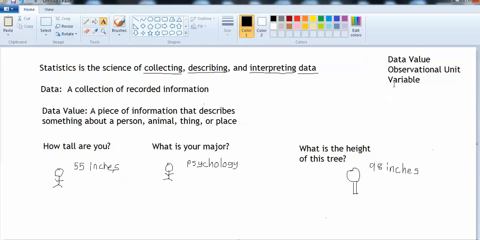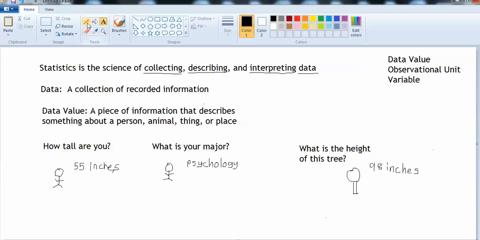So a data value is a piece of information that describes something about a person, animal, thing, or place. And earlier we said that these three things would be our recorded data values: 55 inches, psychology, and 98 inches. The last one was for the height of this tree. And notice that each of these three data values is describing something. It's either describing a person or a thing.